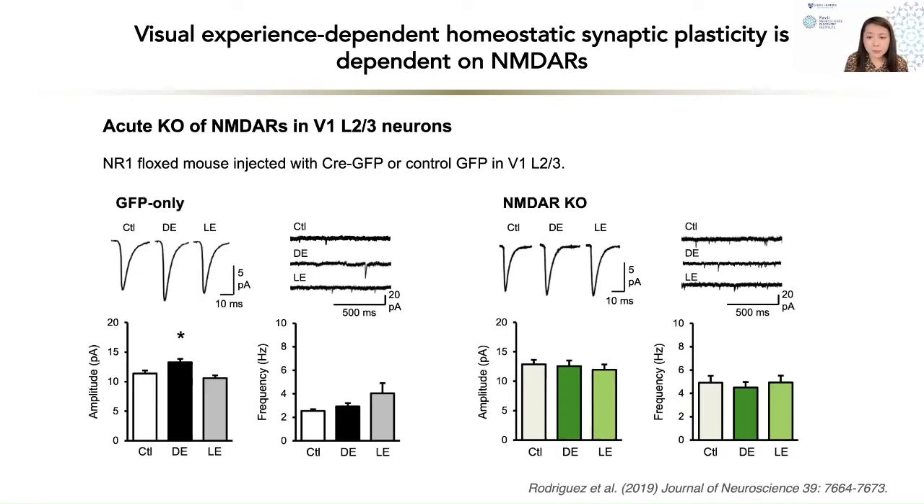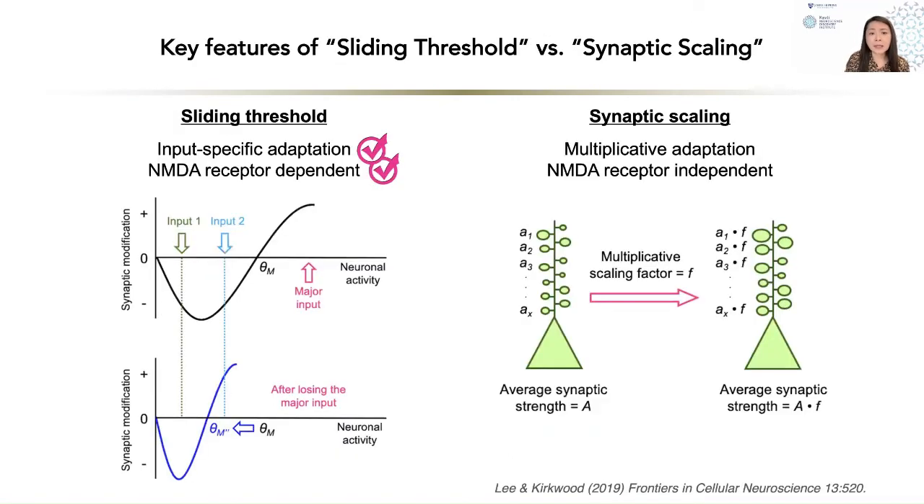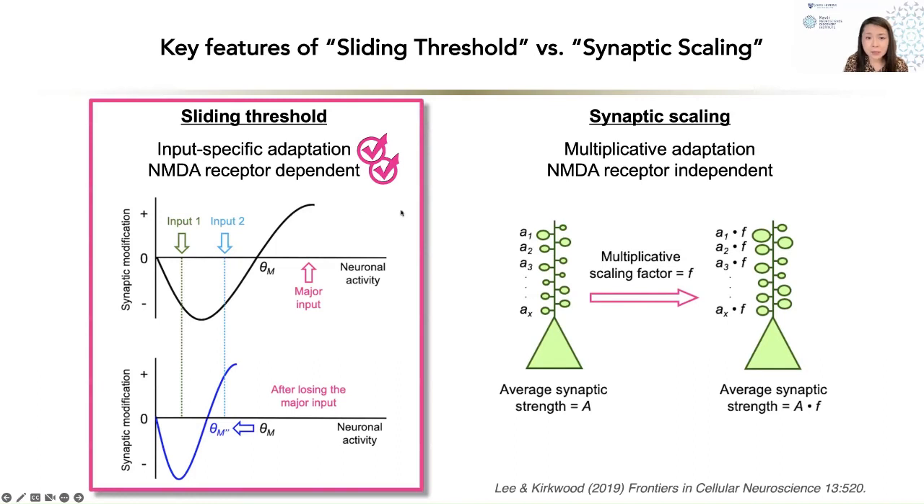In either case, when we looked at the control cells, which express the GFP construct alone, versus the ones with Cre-GFP to knock out NMDA receptors, we see the following. The control cells have a normal increase in synaptic strength with visual deprivation that is reversed, whereas in the NMDA receptor knockout cells, we don't see that regulation. So it is NMDA receptor dependent. Again, we now think that this is the model that supports the changes in the visual cortex based on these experimental data. We don't think it's happening via a synaptic scaling mechanism.